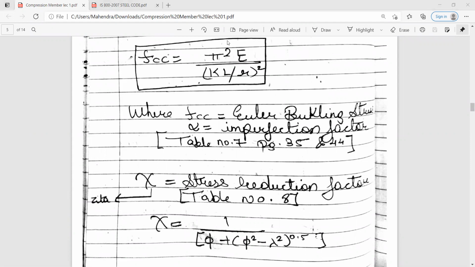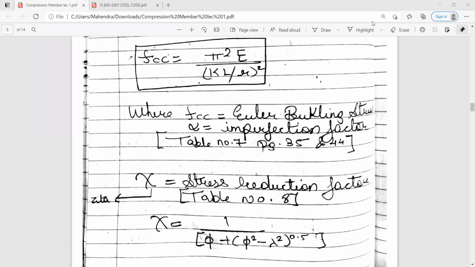Again, the value for alpha, that is the imperfection factor, you have to take from table number 7 on page number 35 and 44. You have to take the value of alpha from two places, from page number 35 and from page number 44 of your IS 800 2007. Then again zeta, what do you call this symbol? Zeta is nothing but the stress reduction factor. The stress reduction factor is again in table number 8 of your IS code.